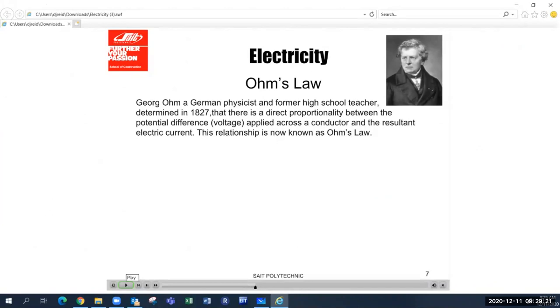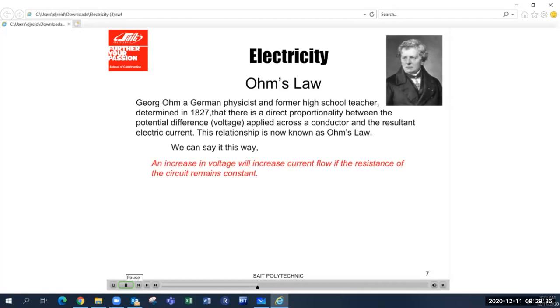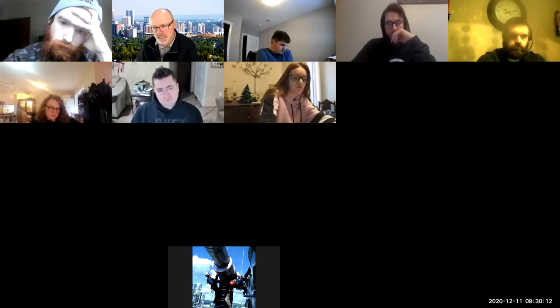So the first time I ever heard that statement, I had no idea what he was kind of saying there. It took me a bit, but here's another way to say it. An increase in voltage will increase current flow if the resistance of the circuit remains constant. Now, when I read that out of the ILM, I still had no idea what was going on here. So we could say it this way. Or an increase in resistance will cause a decrease in current flow if voltage remains constant. Again, I really didn't understand what he was trying to say in that.